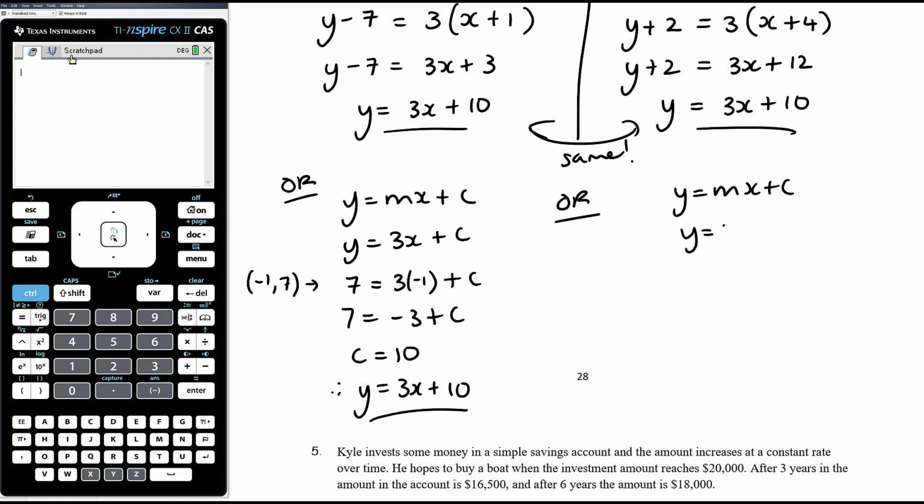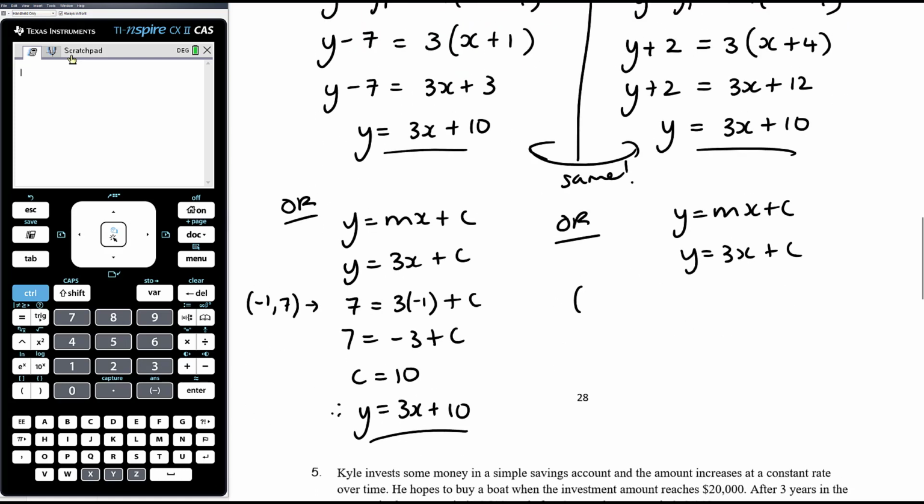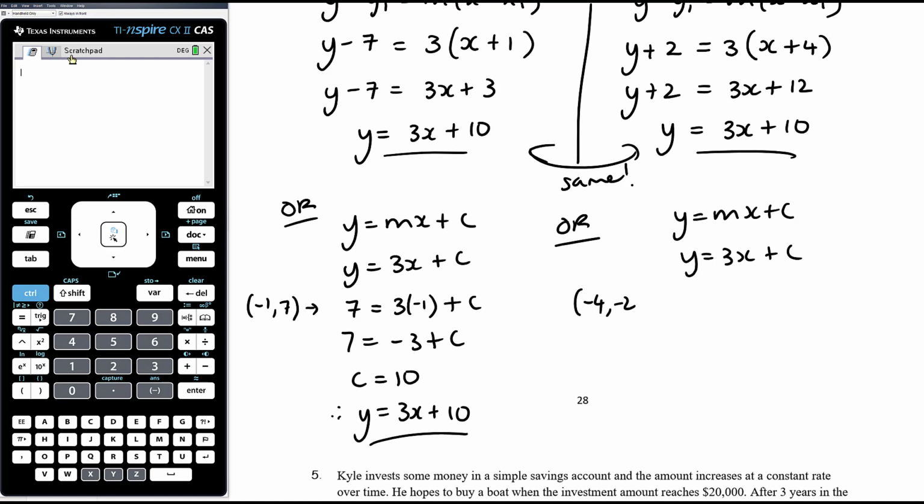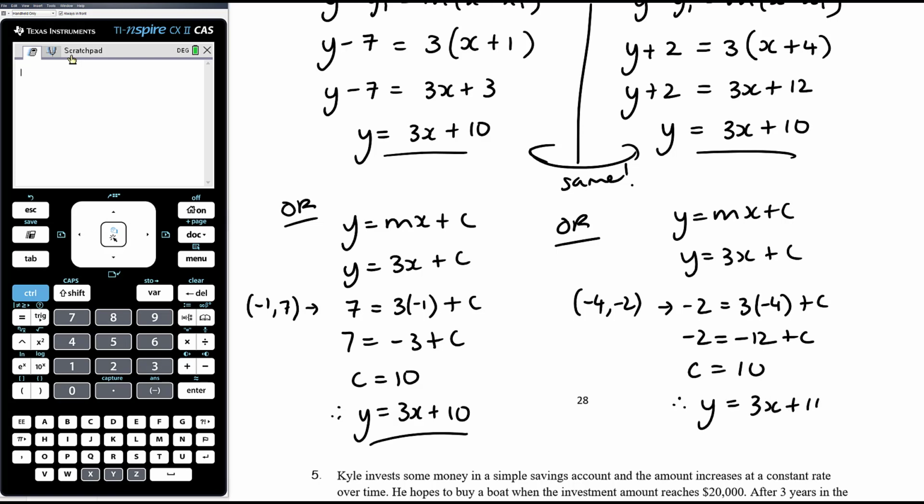Okay. Or we could do y equals mx plus c with the other point. So it's y equals 3x plus c. If we instead sub in the point, what were the other coordinates? -4, -2. Y is -2 when x is -4. -2 equals -12 plus c. Adding 12 to both sides, c equals 10. And so therefore the equation is 3x plus 10.